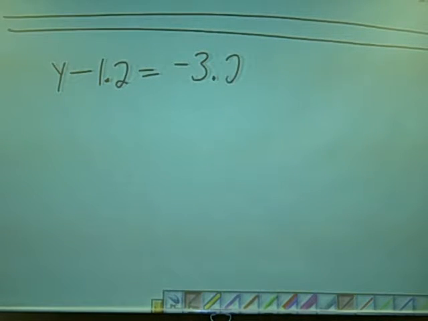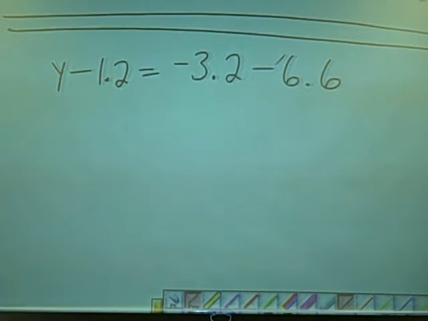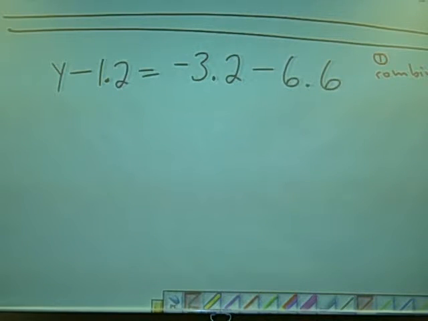Okay, well, what if we have something like this? y minus 1.2 equals negative 3.2 minus 6.6. All right. Notice there's no x's on the right side. So we want to combine like terms. So step 1, combine like terms.